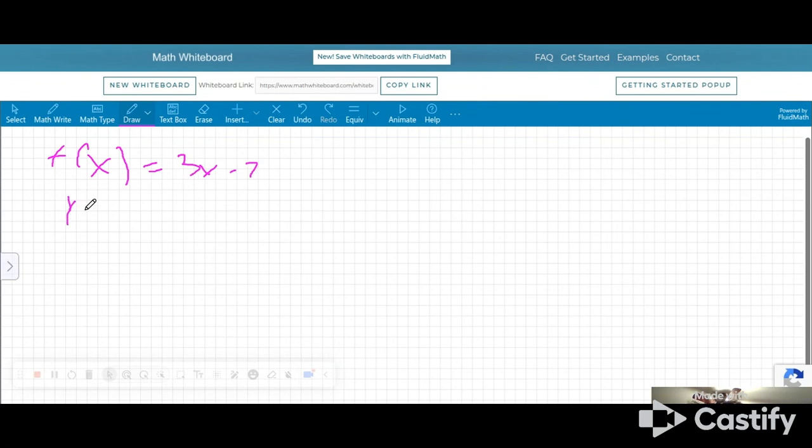We're going to write this out as y is equal to 3x minus 7. And then to find the inverse, we're going to have to swap x and y. So x is equal to 3y minus 7. Now we're going to solve for y, so I'm going to move it over here. And y is going to equal x plus 7 over 3. So now, that means the inverse is equal to x plus 7 over 3.